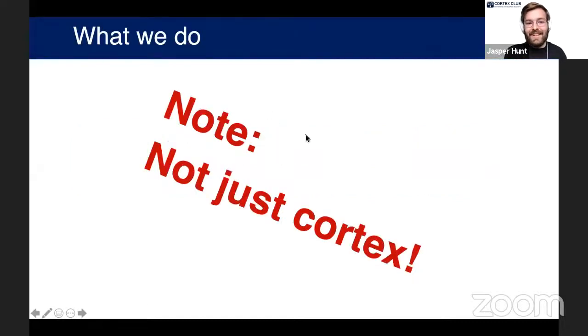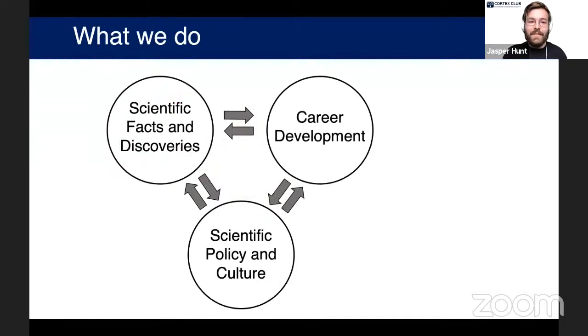And just one quick note about what we do, because this is a frequent misconception. We talk about all kinds of neuroscience and not just the cortex. We're called the Cortex Club, but we're interested in all parts of the nervous system. And so we have 3 kinds of events. We're at the intersection of communicating scientific facts and discoveries, like through seminars, providing career development opportunities, and talking about scientific policy, culture, and advocacy.